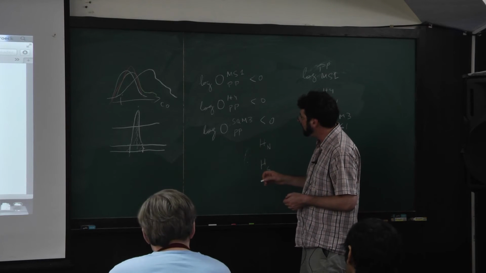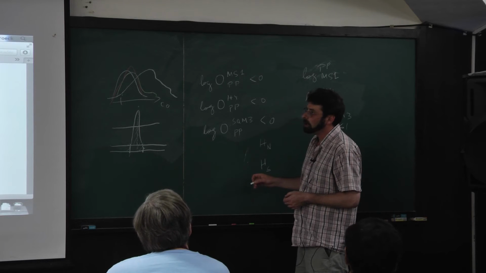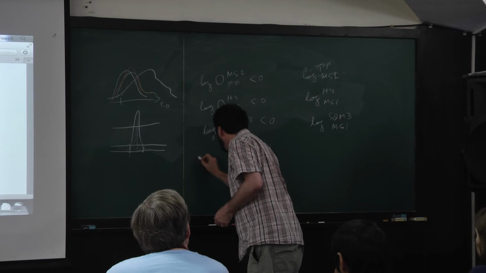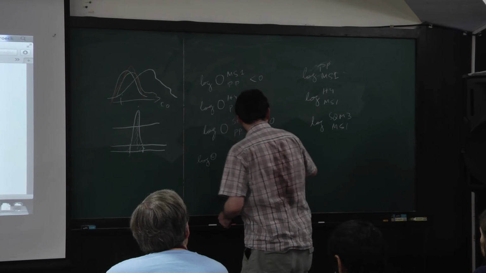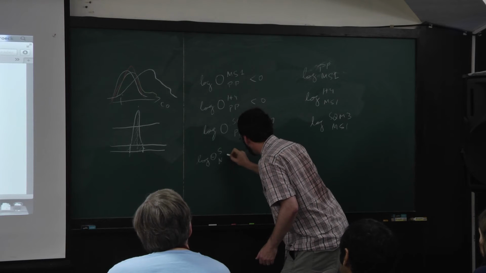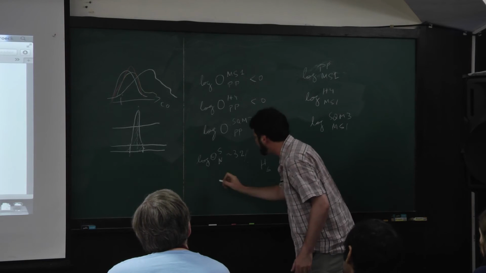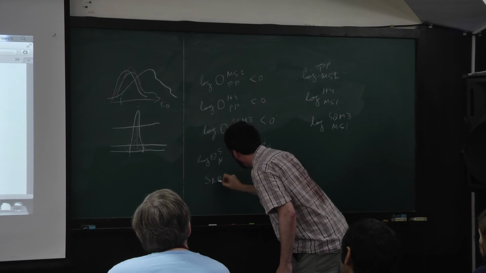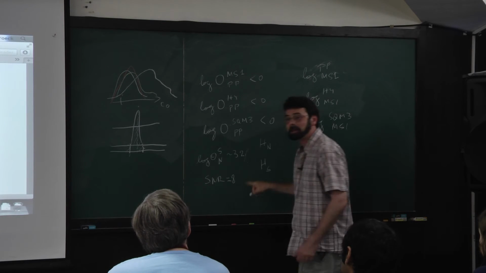And then, roughly, crudely, a log odds ratio of signal versus noise of 32 is going to correspond to an optimal SNR of 8. And that's going to be another exercise.